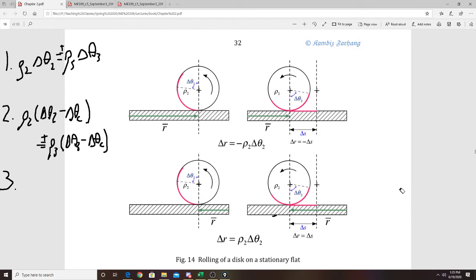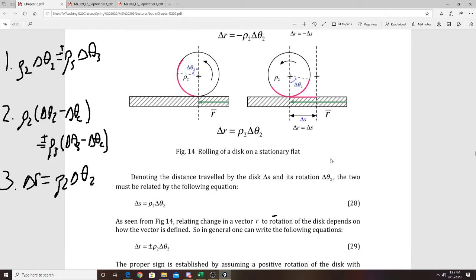So the sign of this one depends solely on the length of r. If r gets smaller, negative. If r gets bigger, positive. So that's probably the easiest way I can put it. So delta r is equal to rho 2 delta theta 2. That is the third case.